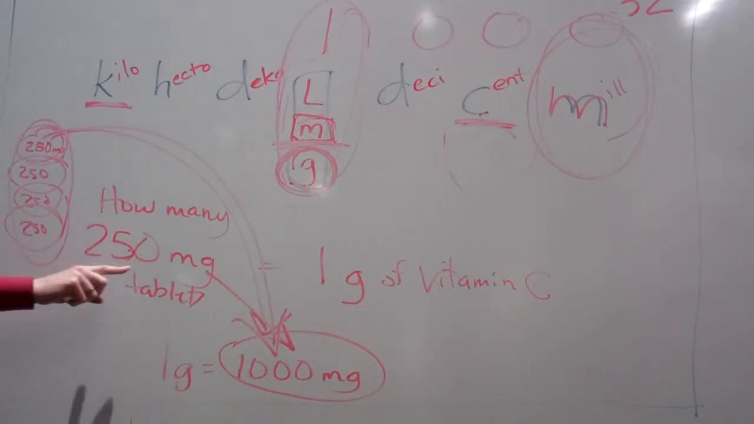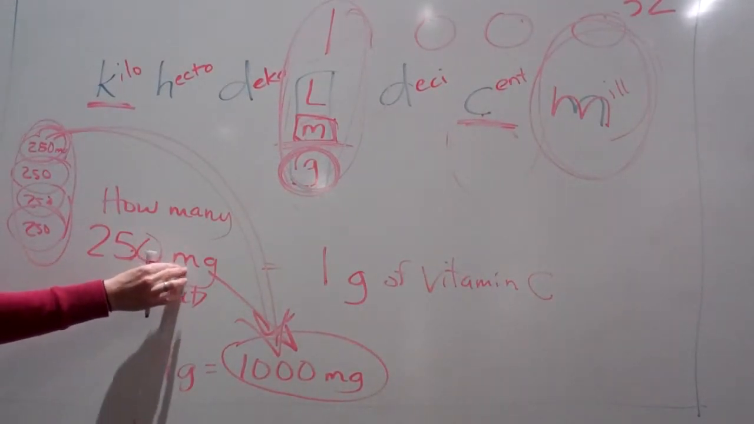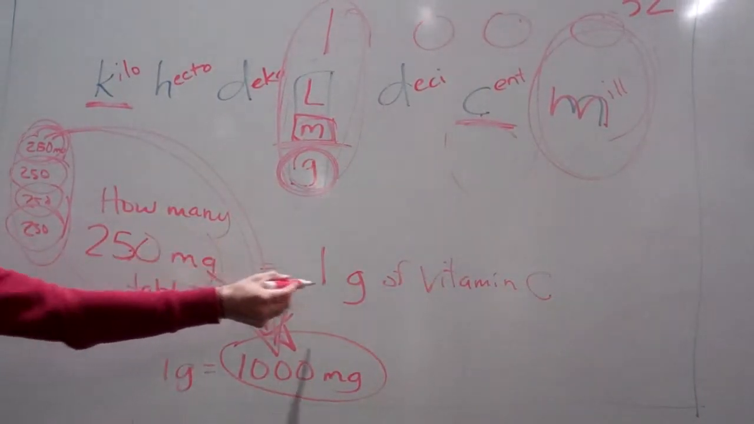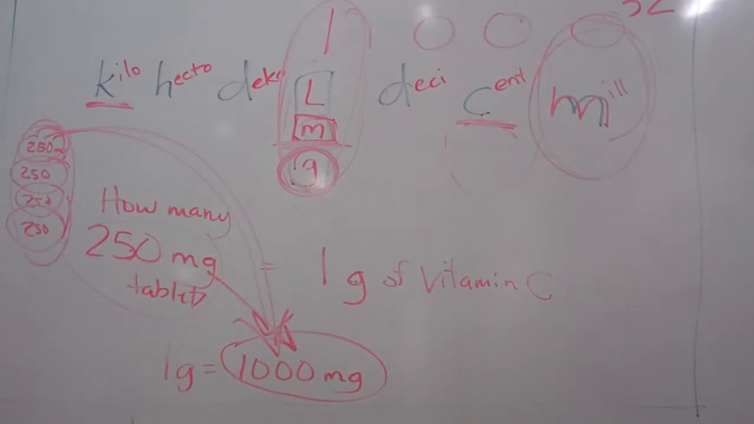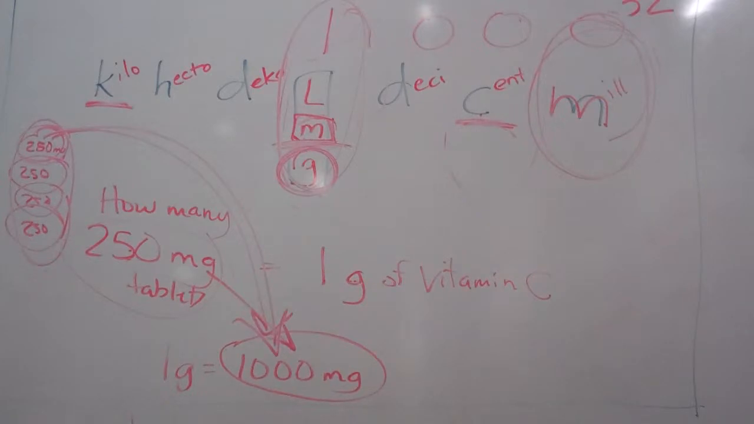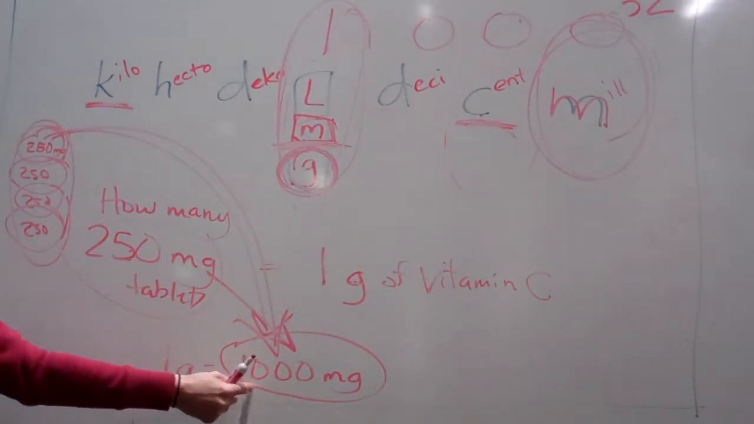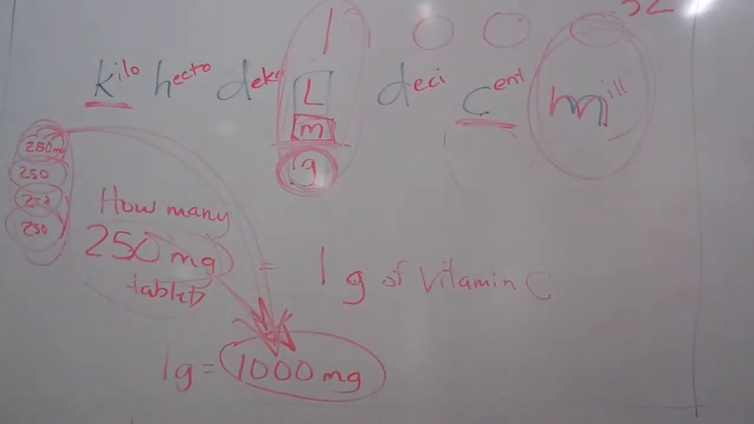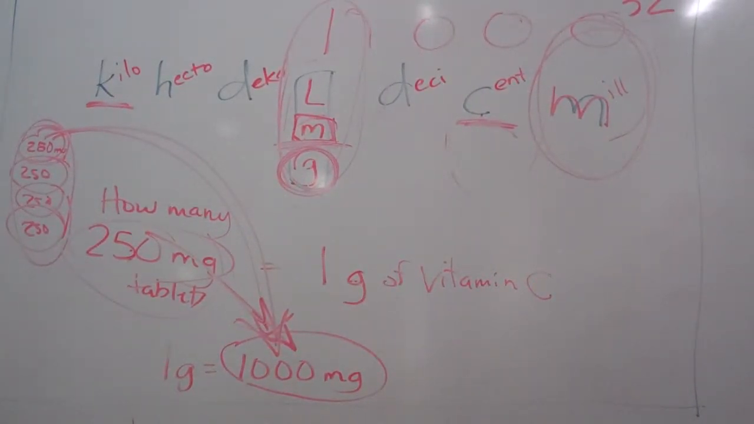Okay, so what I want you to see is, we're talking about how many of these tablets equal 1 gram. Well, there's a problem because I needed to figure out how much 1 gram equaled. And 1 gram equals 1,000 milligrams. So how many of these do I need to equal 1,000? Do you see what I'm asking? It's kind of a hard problem. It's really hard for your brain to go there. Did y'all struggle with that one? It's kind of hard, isn't it?